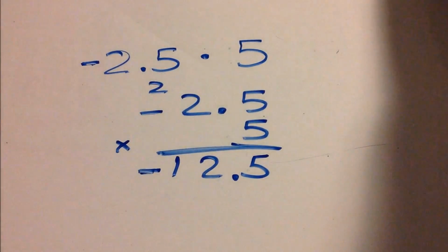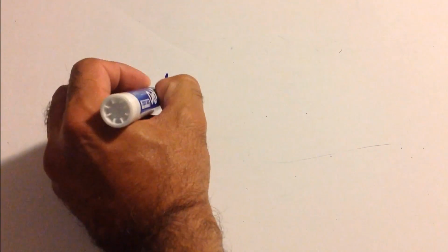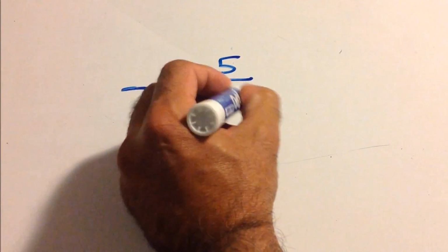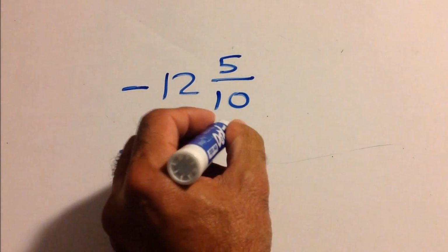And we can make that a fraction. What do you think it is as a fraction? Negative 12 and 5/10, which we can reduce. What if I say reduce that? Negative 12 and a half.